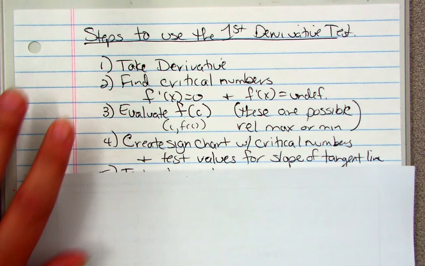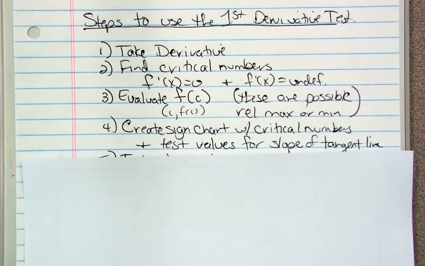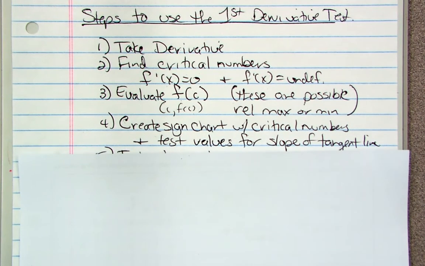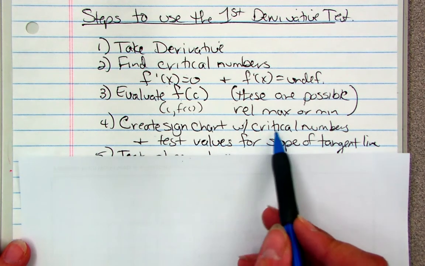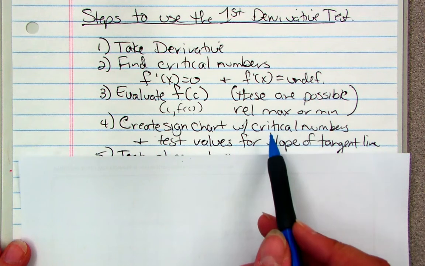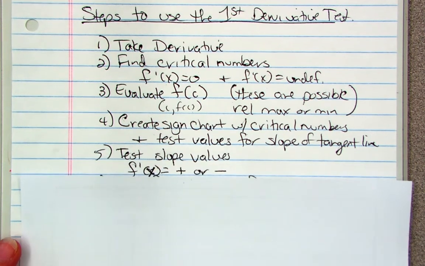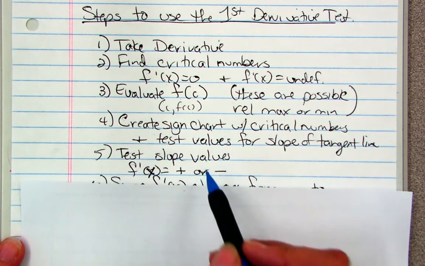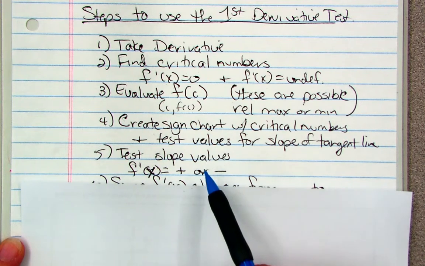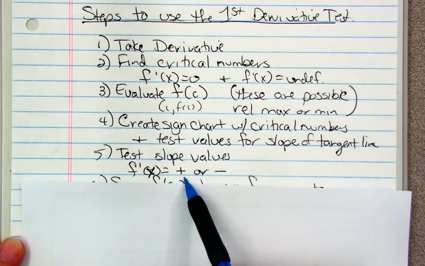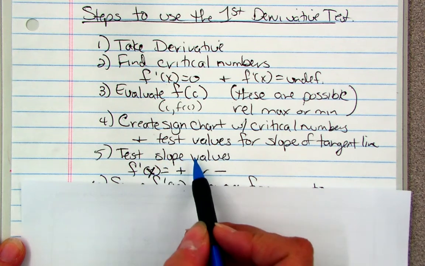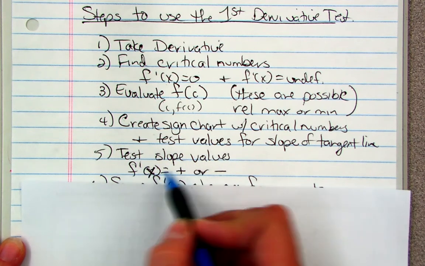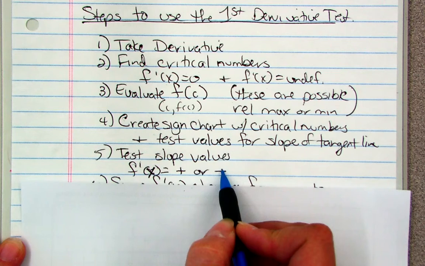Next thing I'm going to do is I'm going to create a sign chart like we did in pre-calculus. We're going to create a sign chart with these critical numbers, and we're going to put test values for the slope of the tangent line on either side of these critical numbers. 5, I'm going to test those values in my first derivative to find out if it's positive or negative.